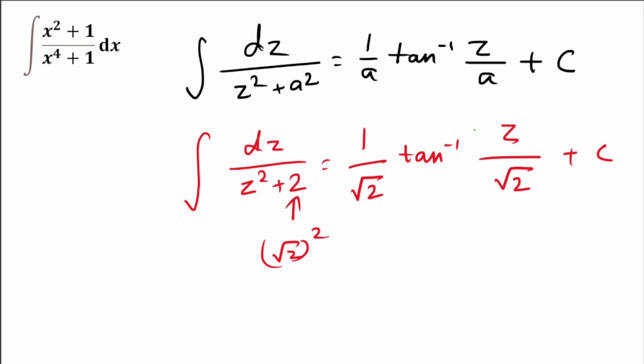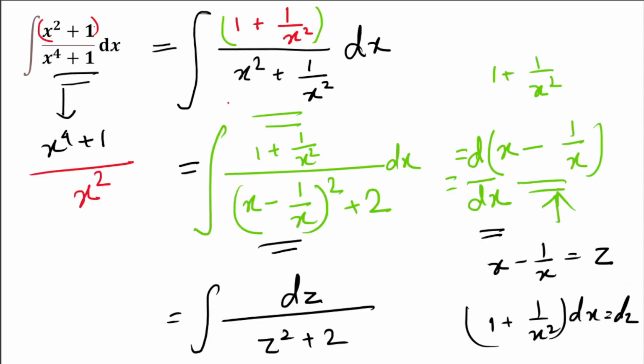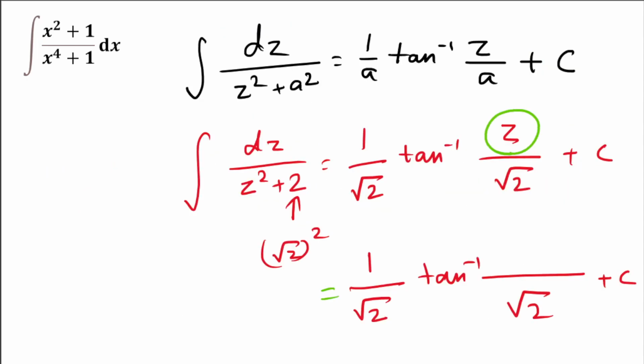Now we'll substitute this z. We'll substitute this z with what? So as usual, we'll have this 1 by root 2 here, tan inverse, root 2 here, plus c. But what was z? If we go back here, what was z? Z was x minus 1 by x, right? So I will just substitute that. It is x minus 1 by x. Okay, so this is how you get to the solution for this particular problem.